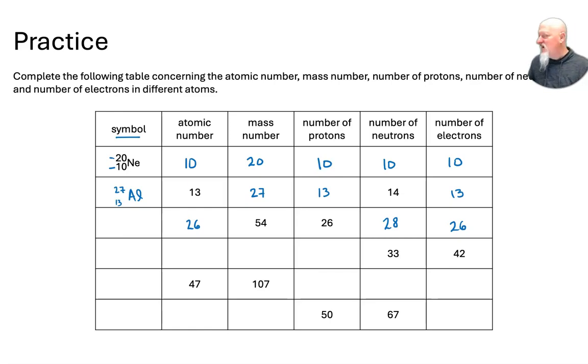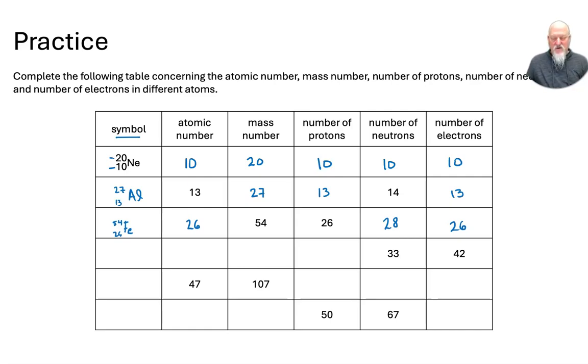The atomic number is the same as the number of protons, which is 26. So if I go to the periodic table and look for number 26, I can see that it is iron, Fe. And we're going to put the atomic number down here and the mass number up here. And that's our symbol. Okay, keep going.